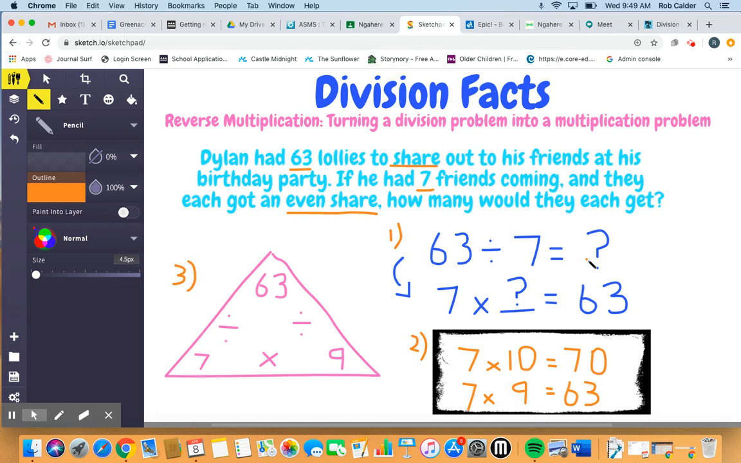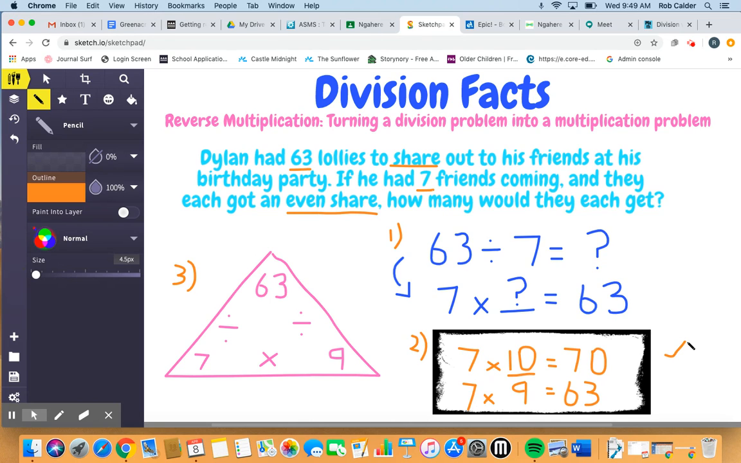Now, immediately, somebody might say, I don't know what my 7 times table is. I don't know 7 times something. So what I'm going to suggest there, and what I often use with my students, is if I don't know a multiplication fact, I work around the ones that I already know. I use a known fact. Often, students learn their 2s, 5s, and 10s first. So my very next question to them would be, what 7 times tables do you know that might be near 63? And they might work out that 7 times 10 is 70.